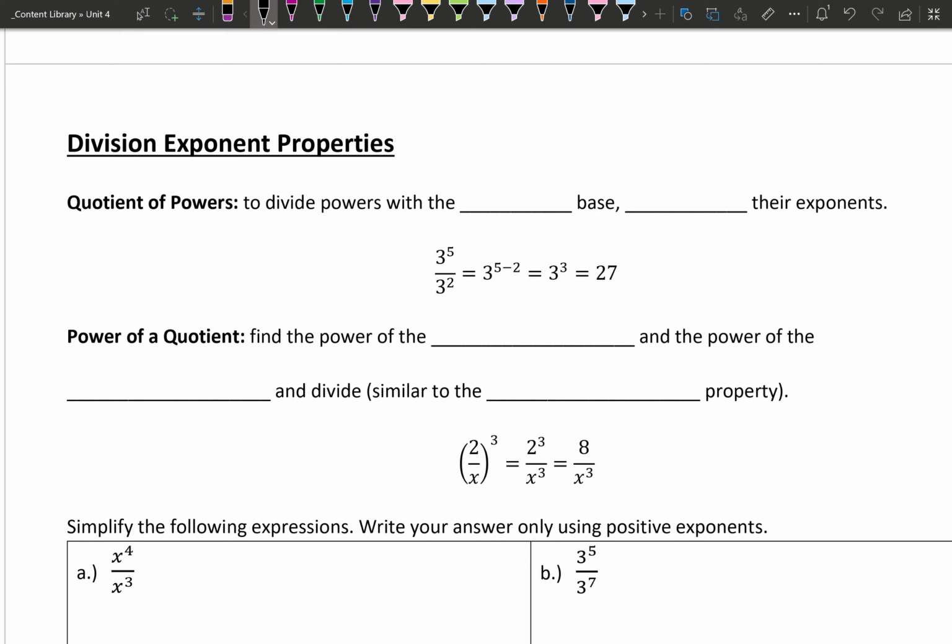First, we've got the quotient of powers. To divide powers with the same base, we subtract their exponents.